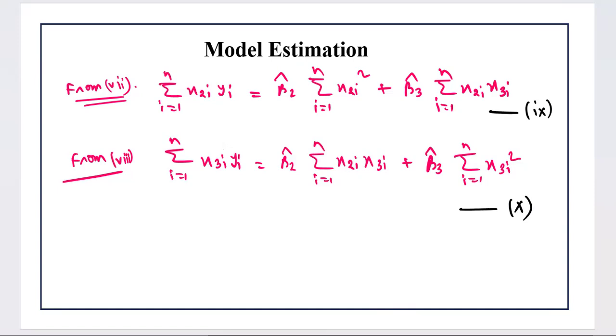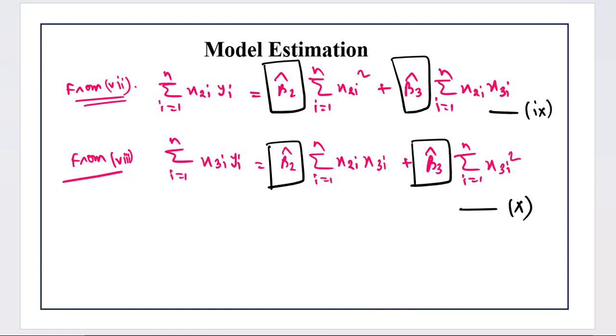Now, what can you say about these two equations? If you observe carefully, these are two equations and two unknowns. So beta 2 cap is one unknown here, beta 3 cap is one unknown here, and the rest of the things are in the deviation form, and they can be found out. Summation x2i yi, summation x3i yi, everything. They are in the functional form x2i x3i, right? So we can say the system is solvable since we have two equations and two unknowns.